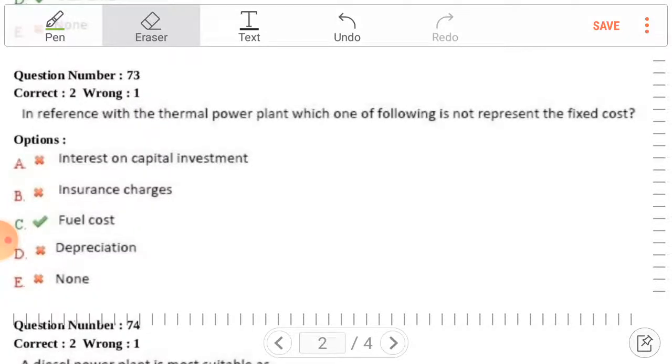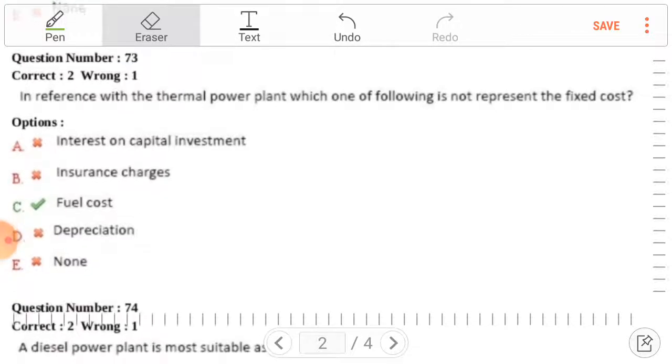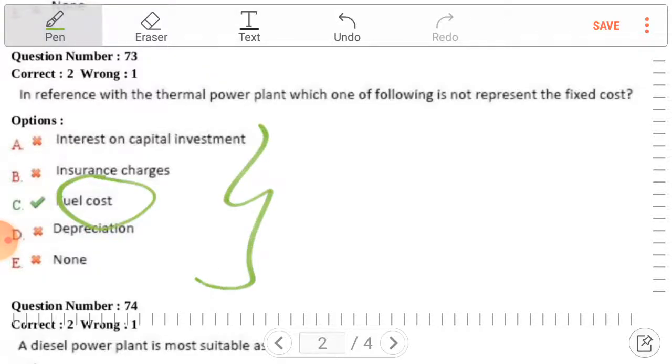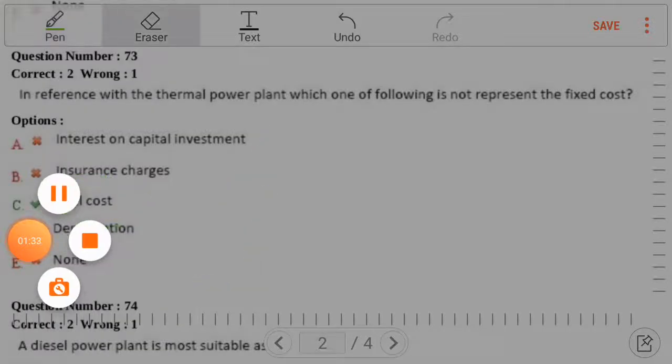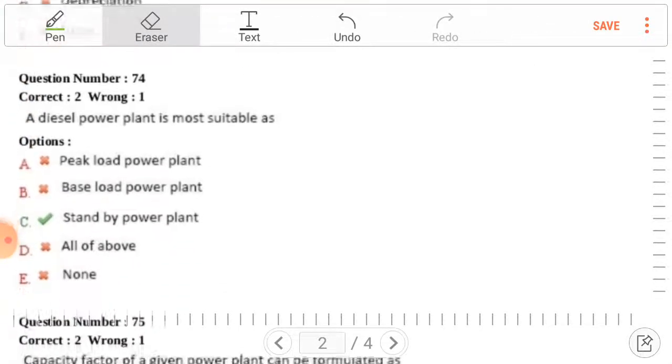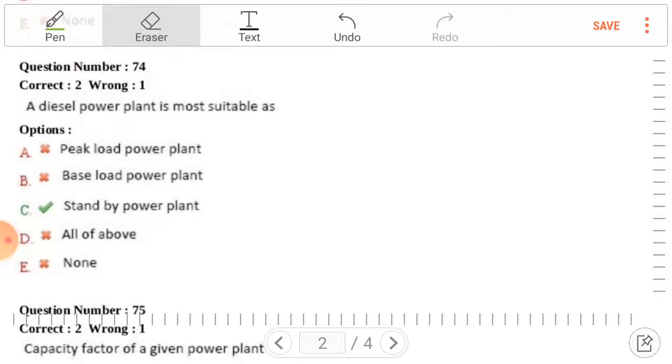In reference to a thermal power plant, which one of the following does not represent a fixed cost? All of these represent fixed costs, only fuel cost is a variable cost here. Investment, insurance charge and depreciation are fixed costs. A diesel power plant is most suitable as it cannot be viewed as a peak load or base load plant. It is a standby power plant.